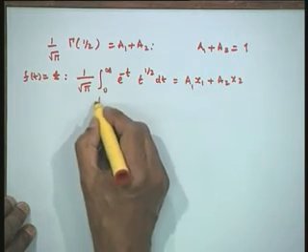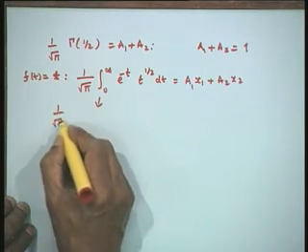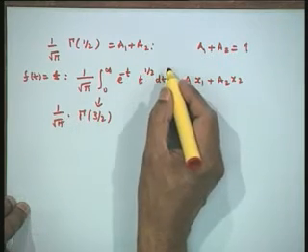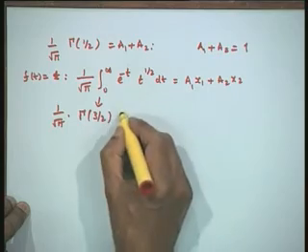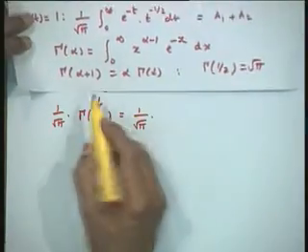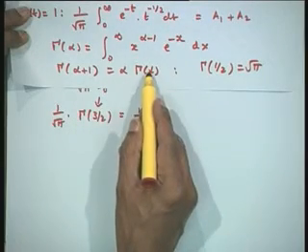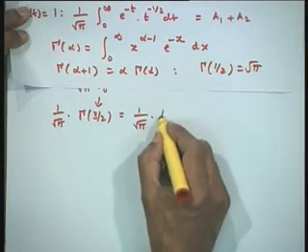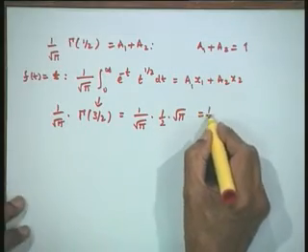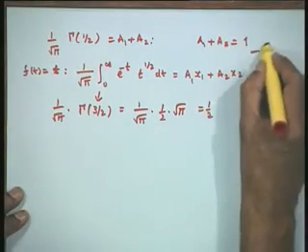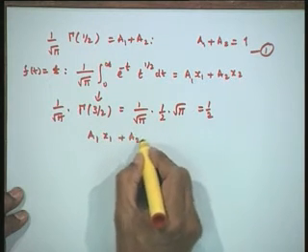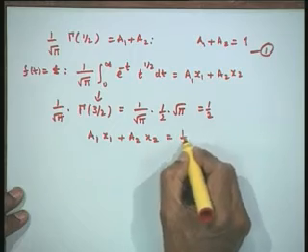Now, let us evaluate the left hand side here. This is 1 upon root pi, gamma of 3 by 2, since this is 3 by 2 minus 1, that is half. We use the property that gamma 3 by 2 is half gamma half, and gamma half is root pi. Therefore, this is equal to half. So, the second equation is a1 x1 plus a2 x2 is equal to half.